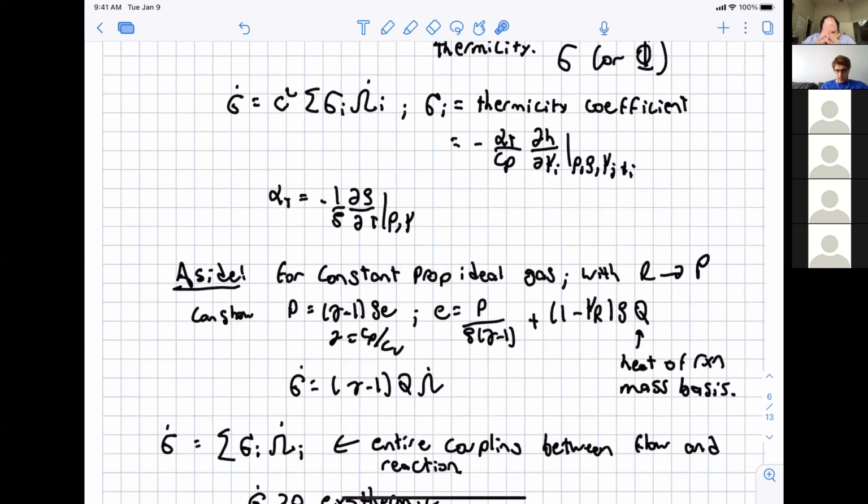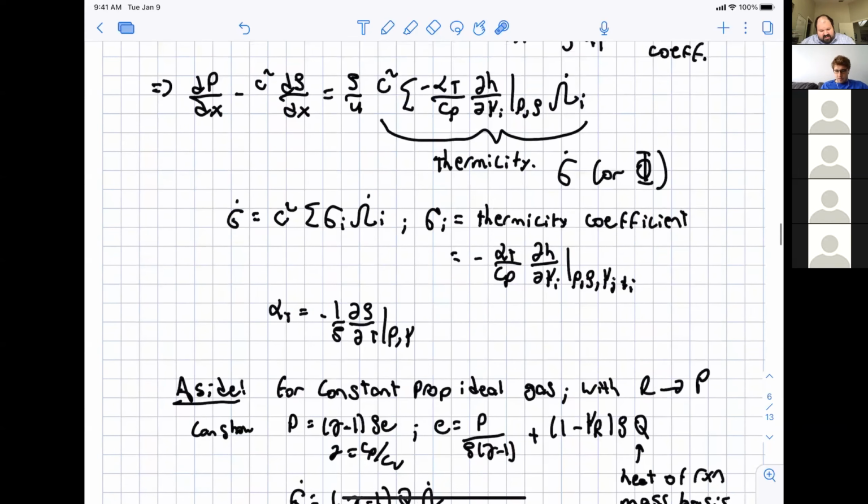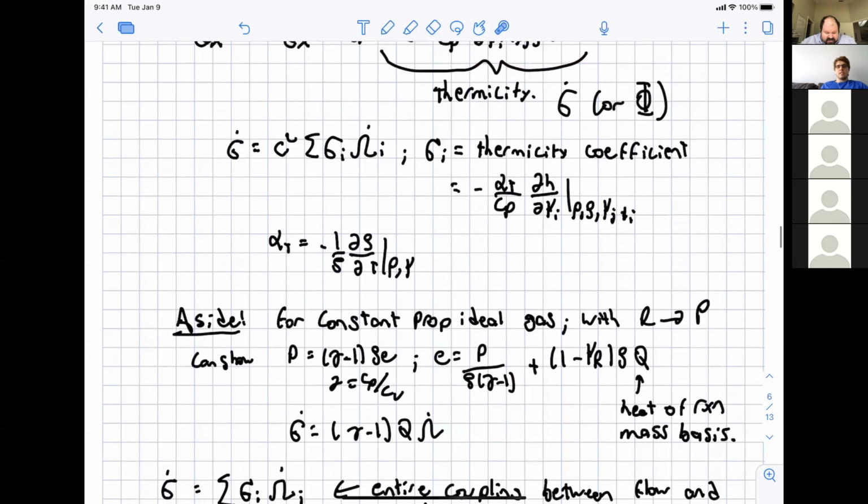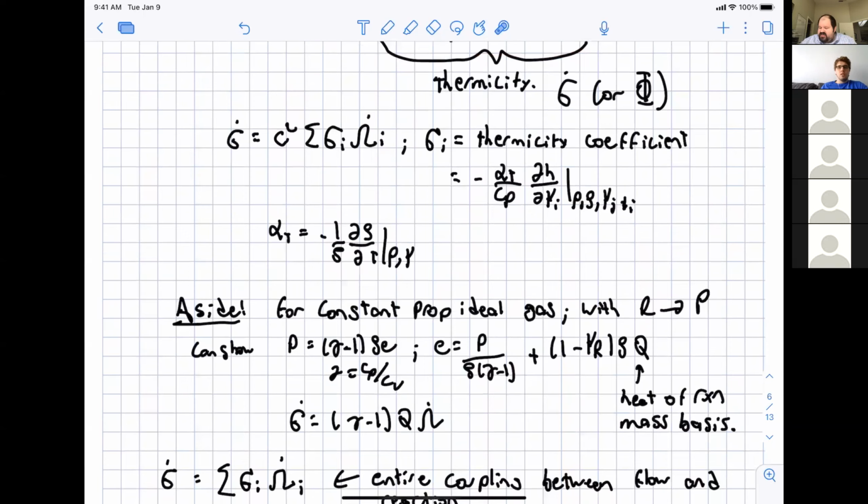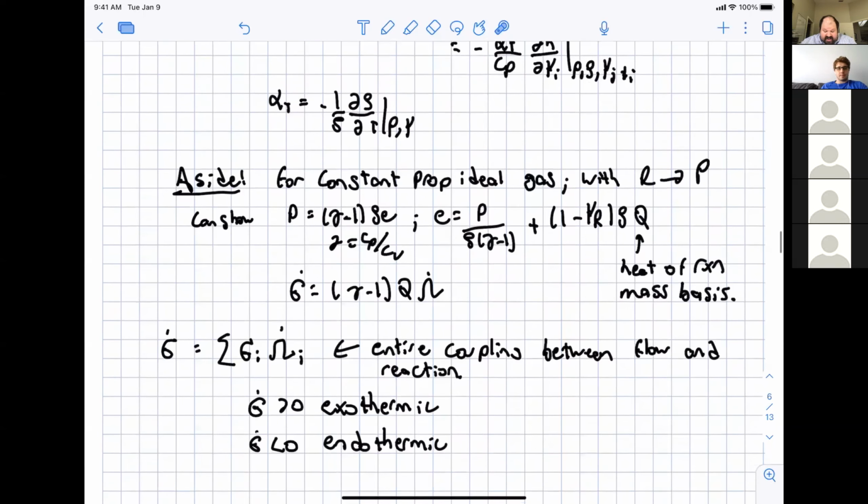Okay, and so why this thermicity is important is, as I kind of implied up here very subtly, that if the thermicity is 0, you get a normal gas dynamic flow. But if it's non-zero, there is going to be significant influence of chemical reactions on the gas dynamic flow. And so the entire coupling between the flow and the chemical reaction occurs in this thermicity term. So for the flow behind the shock, this thermicity term is very important in describing how the flow accelerates or decelerates and things like that.